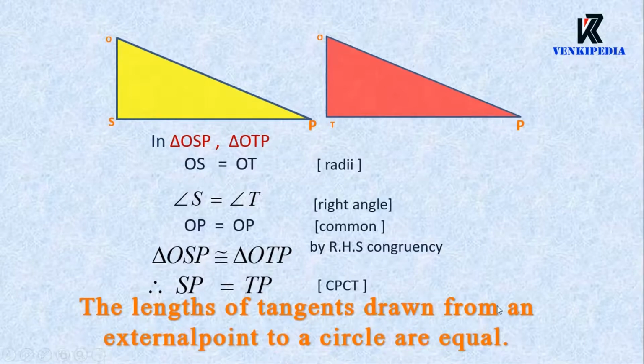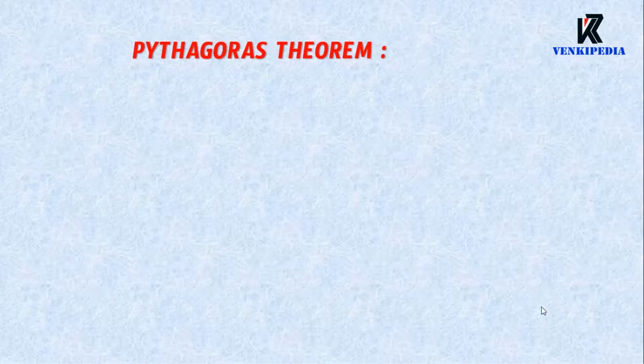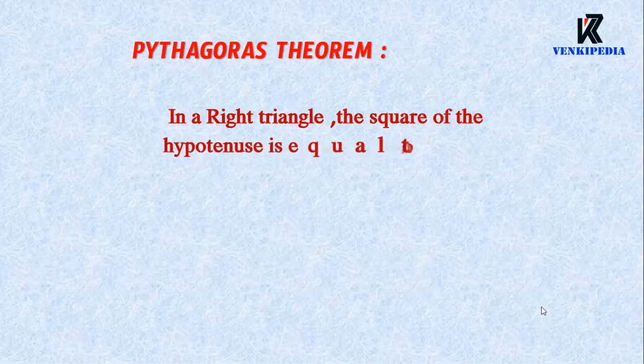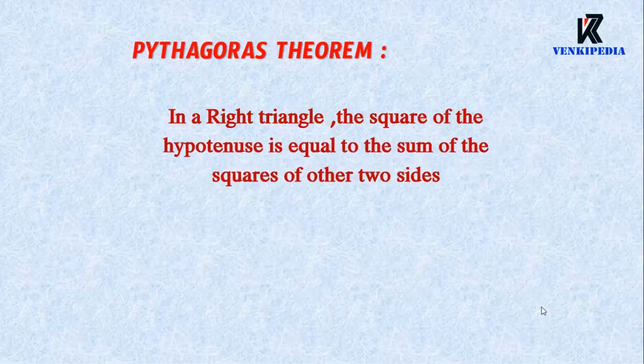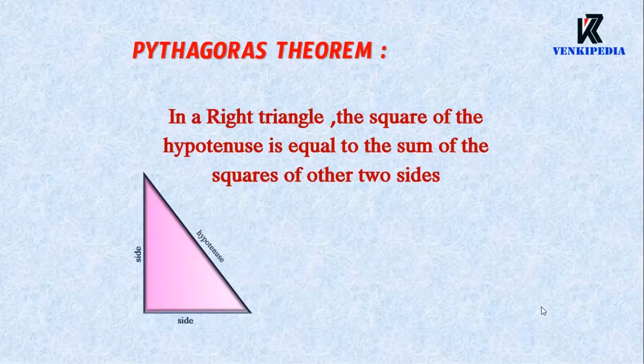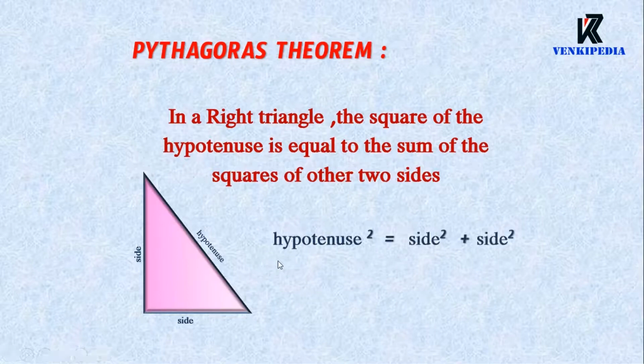Pythagoras theorem states that in a right triangle, the square of the hypotenuse is equal to the sum of the squares of the other two sides. Here, observe the right triangle. Here, the hypotenuse square is equal to side square plus side square. By using this Pythagoras theorem, we can prove that the length of the two tangents are equal. Let us see how we can prove this theorem.